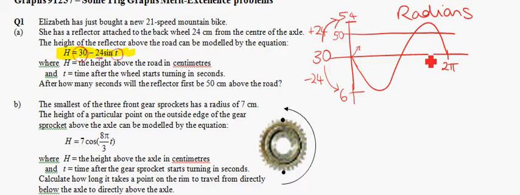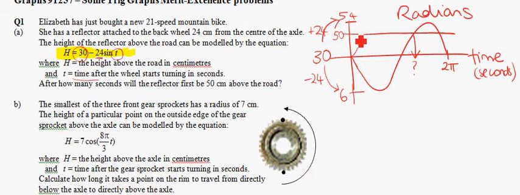There are many ways to answer this problem. I can see that I'm looking for this value here. My x-axis t is time after the wheel starts turning, in seconds. So time is ticking along, and this is the height in centimetres of the reflector above the road. And we want to know the first time that it's at a height 50 centimetres above the road.